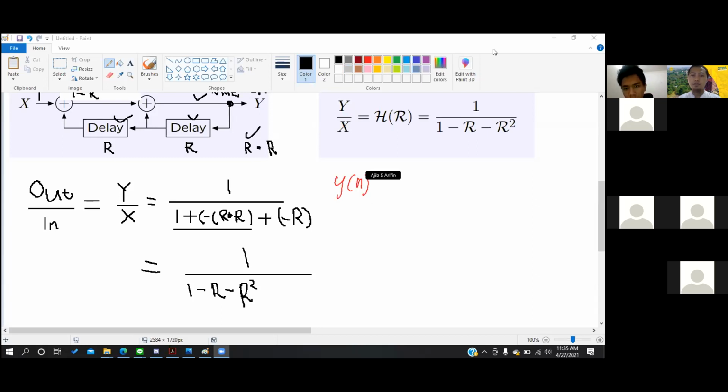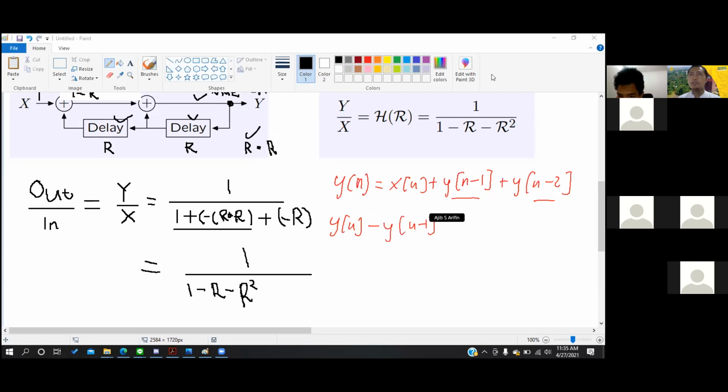The output is being like this: x[n] plus y, and this is due to the first delay. And this is due to the second delay. Then we just move to the left side, this part and this part. So we can write y[n] minus y[n-1] minus y[n-2] equal to x[n].